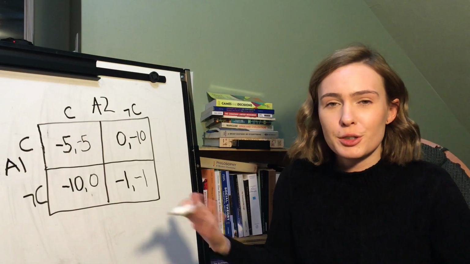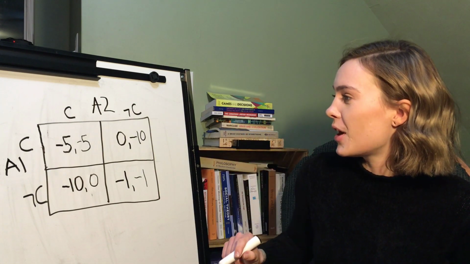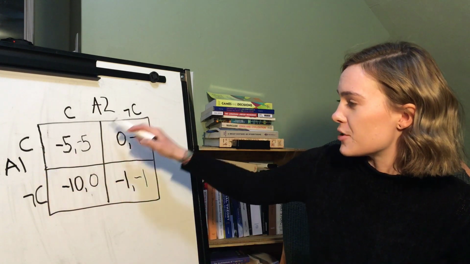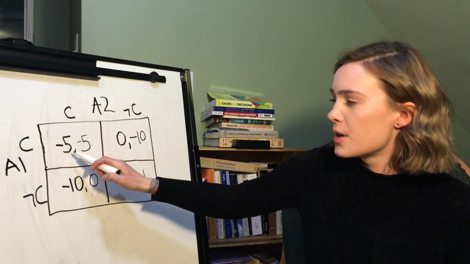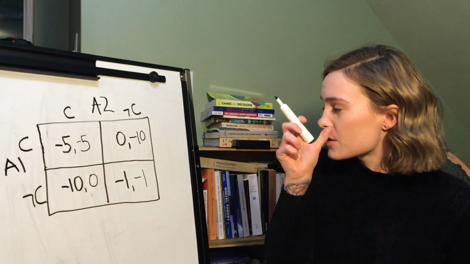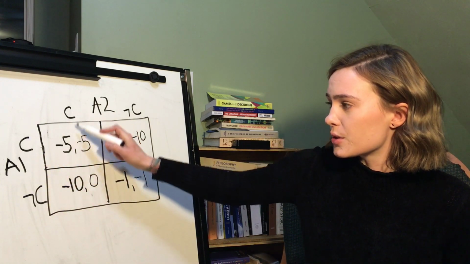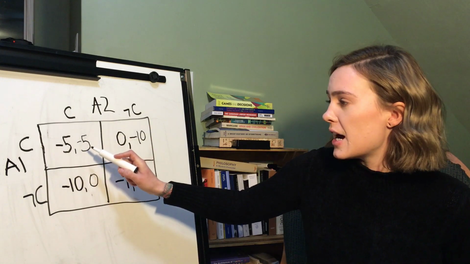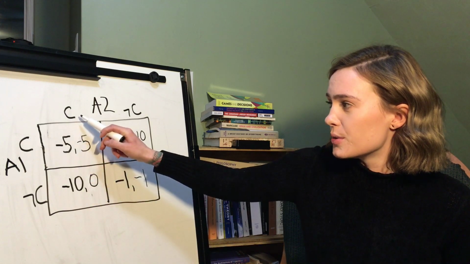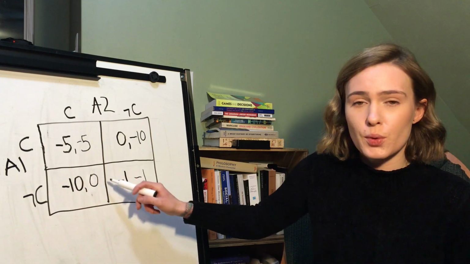So one way to graph this is to put it like this. Here we've got our negation symbol, ¬C for don't confess, C for confess, and so on. Here we've got accomplice 1, accomplice 2. The first number in each box is accomplice 1, and the second one is accomplice 2. So what we've got is, if accomplice 1 confesses, and so does accomplice 2, then both go to jail for 5 years. However, if accomplice 1 doesn't confess and accomplice 2 does confess, then accomplice 1 is going to jail for 10 years, and accomplice 2 is walking away free.